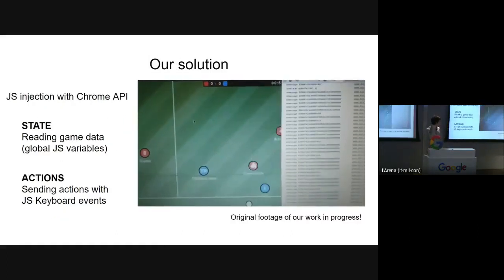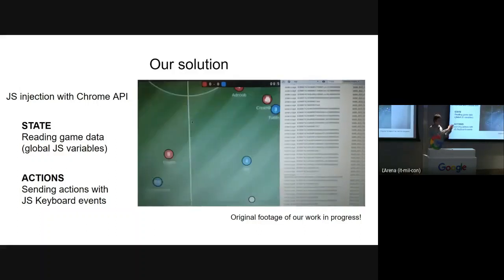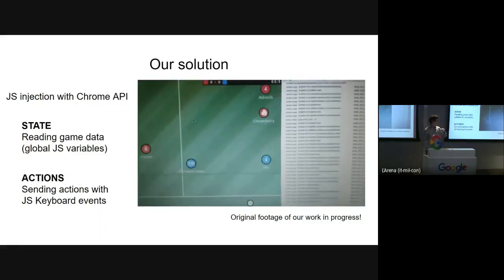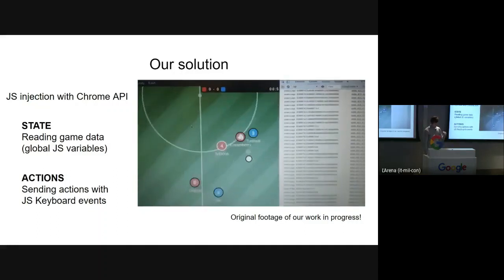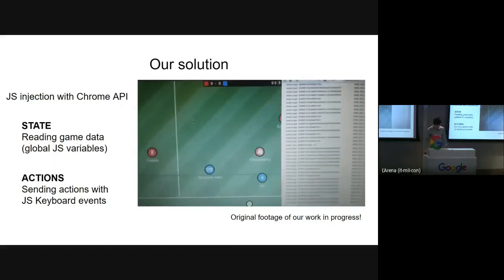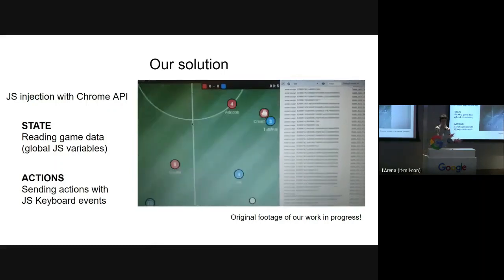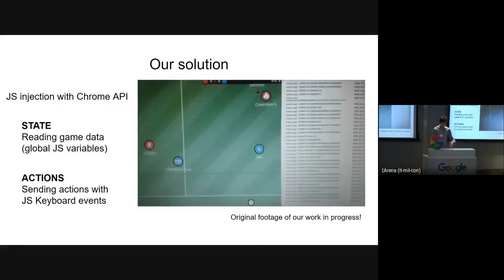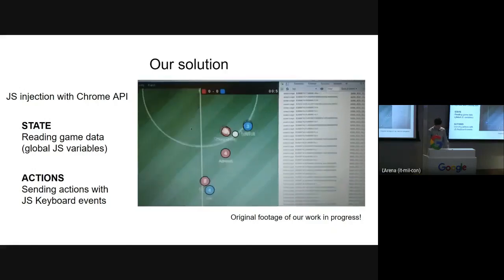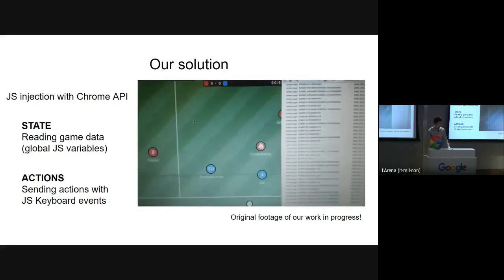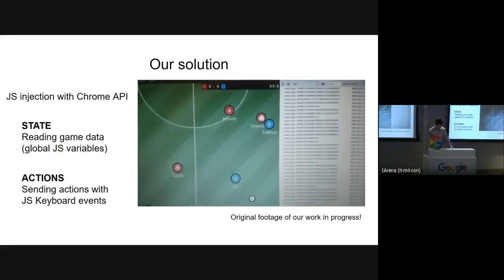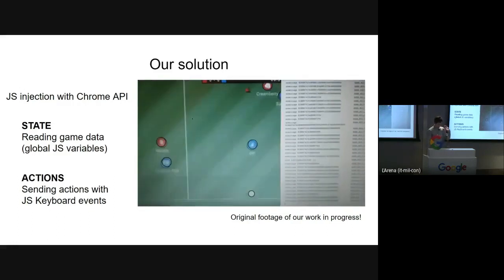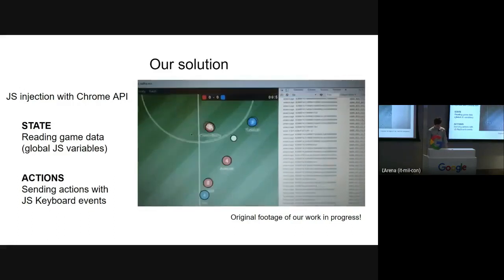So we used the Chrome API to render the game in the browser, to get the state from the JavaScript global variables. That means that we had to decrypt certain parts of the logic and reverse engineer the meanings of JavaScript variables. But after some work, this allowed us to read the coordinates of the ball, of the players, and so on. And to send the actions, we used the Chrome API, just JavaScript keyboard events.